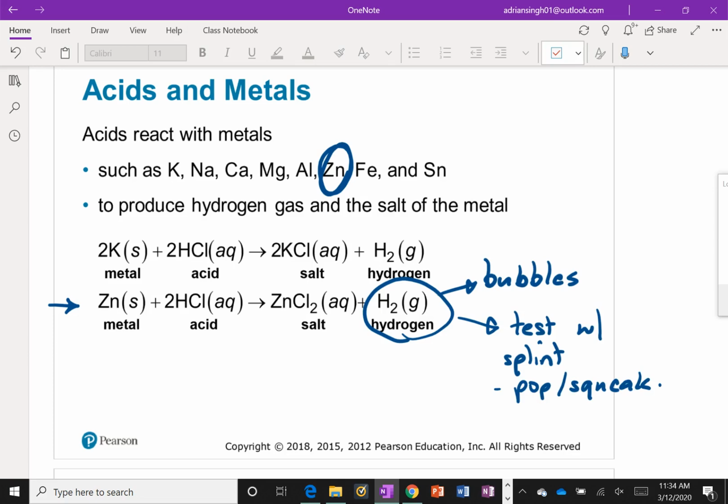In this case, the hydrogen was liberated, and you can think of this reaction as a single replacement. The zinc comes in, it replaces hydrogen, hydrogen gets kicked out as a gas, and then the zinc combines with the chlorine to make zinc chloride, which is our salt in this case.